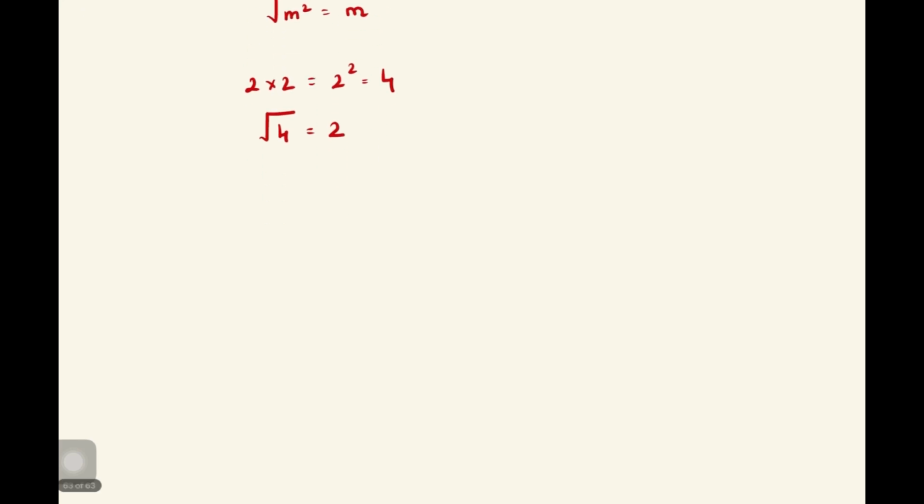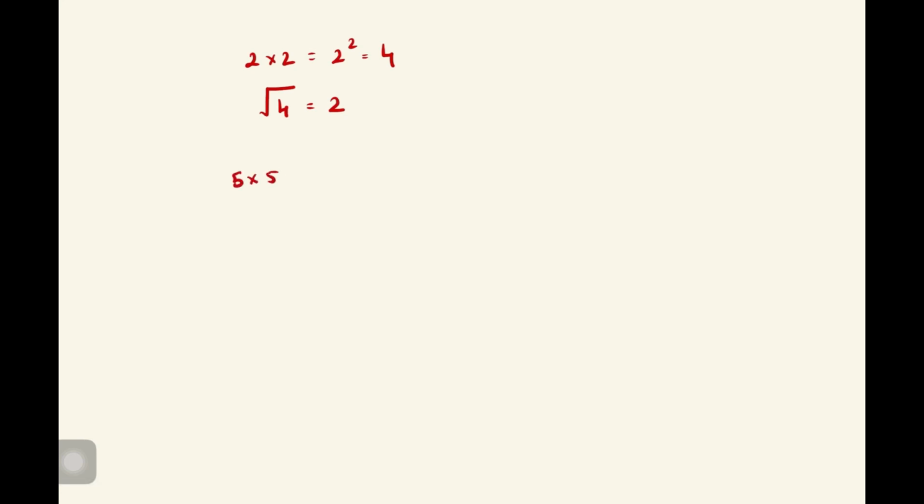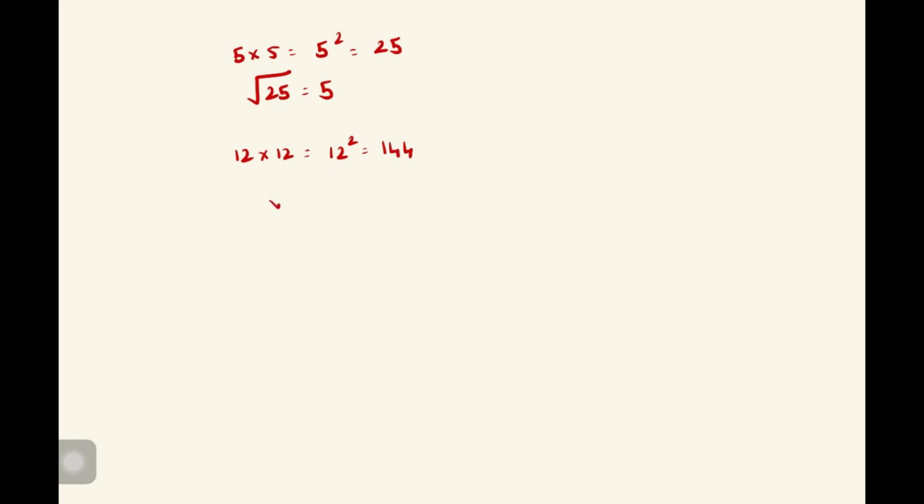Now, we look at a few more cases. 5 into 5 is equal to 5 square is equal to 25. Square root of 25 is equal to 5. Similarly, let's take a bigger number. 12 into 12 is equal to 12 square is equal to 144. Square root of 144 is equal to 12.